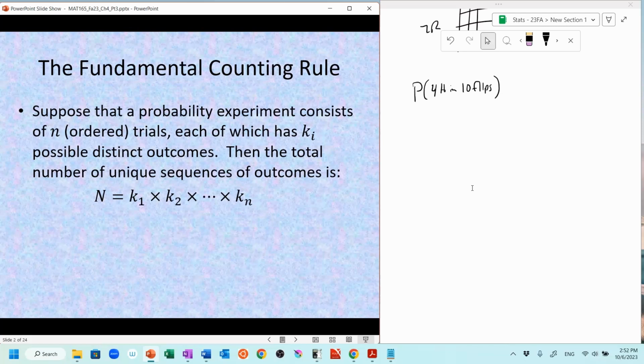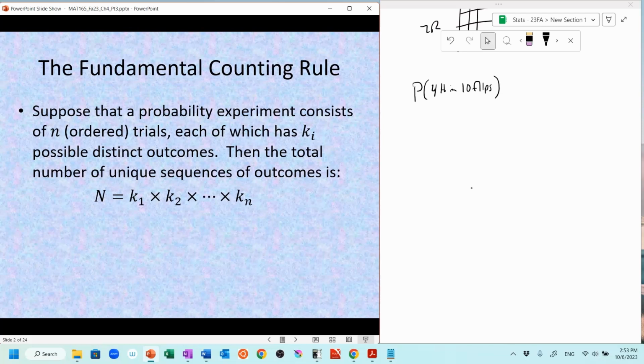So suppose that a probability experiment consists of n ordered trials. So we have a first trial, a second trial, a third trial, maybe something like rolling a die a few times or rolling a few different dice in sequence. Each trial has k sub i possible distinct outcomes. So maybe the first die that I roll is a 6-sided die, so there are 6 outcomes for that first trial. And maybe the second die I roll happens to be a 20-sided die, so there are 20 outcomes for that second trial, and so on. Then the total number of unique sequences of outcomes is the product of those k_i's.